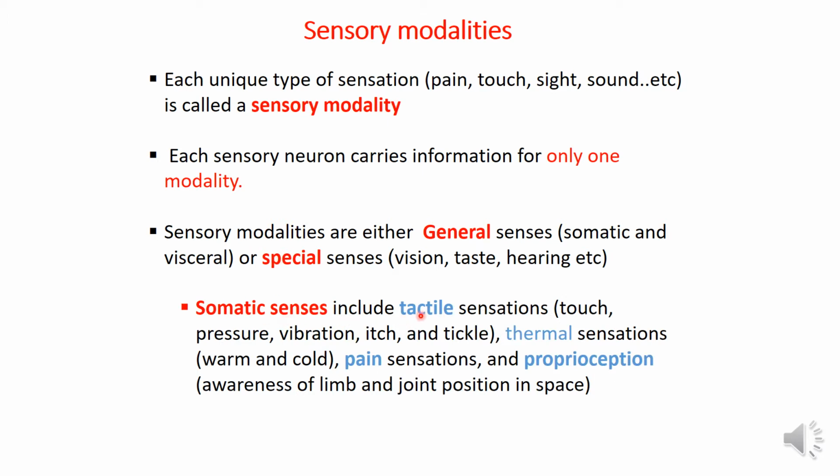Somatic sensation includes tactile sensation, that means the sensation that depends on touch. For example, touch, pressure, vibration, itch, and tickling. Thermal sensation is a sensation that detects changes in temperature. Pain sensation detects tissue damage. Proprioceptive sensation, or proprioception, is awareness of the limb and joint position in space. And we can add tactile to proprioception to be mechanoceptive sensation.